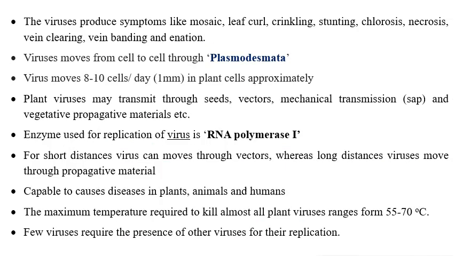Then viruses produce other symptoms like mosaic, leaf curl or curling of leaves, crinkling as well as shrinking of leaves, and stunting, where the growth or height of the plant is reduced. Chlorosis is also yellowing, and necrosis, puckering of leaves, vein clearing and vein banding. Epinasty means downward curling of leaves. These are the different symptoms produced by plant viruses.